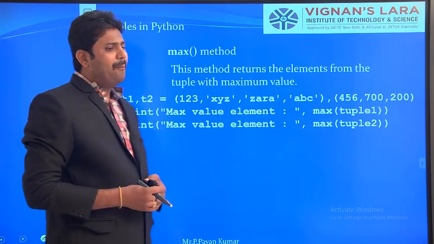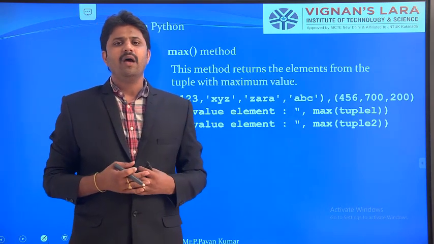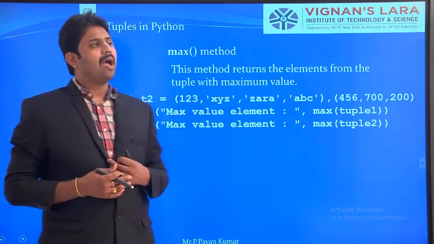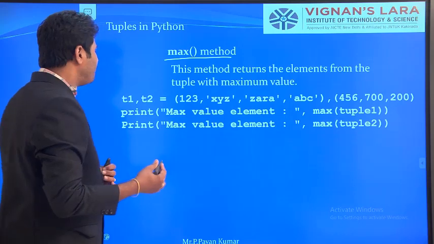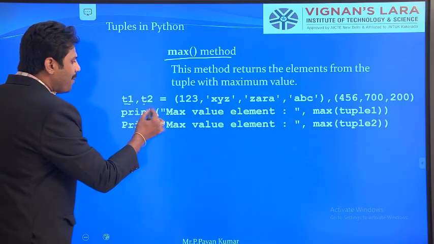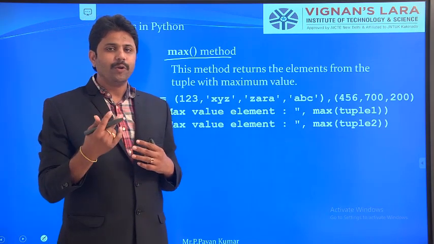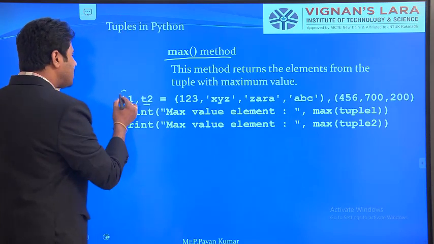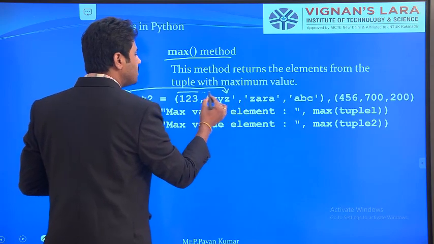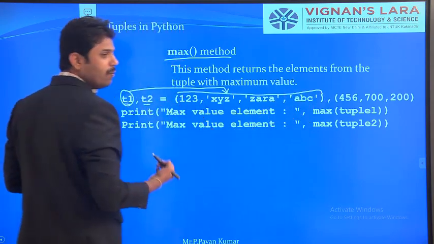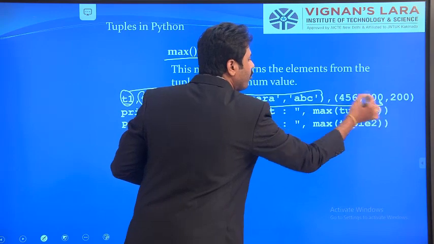Next one, max. Max is a method which is used to find the maximum element in the tuple. Before going to discuss max, you have a small thing here. Let us observe the syntax T1 comma T2. Here I am creating 2 tuples in a single line. So this T1 is going to represent this tuple, that means this part. Next, this T2 is going to represent this tuple 4, 5, 6, this part.